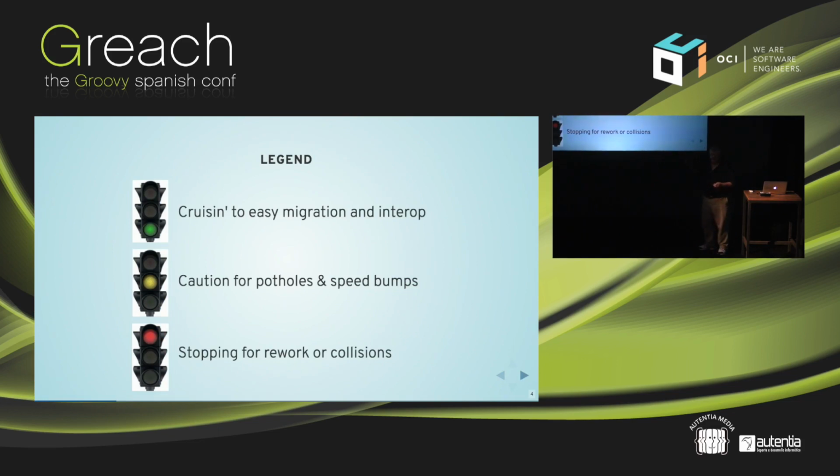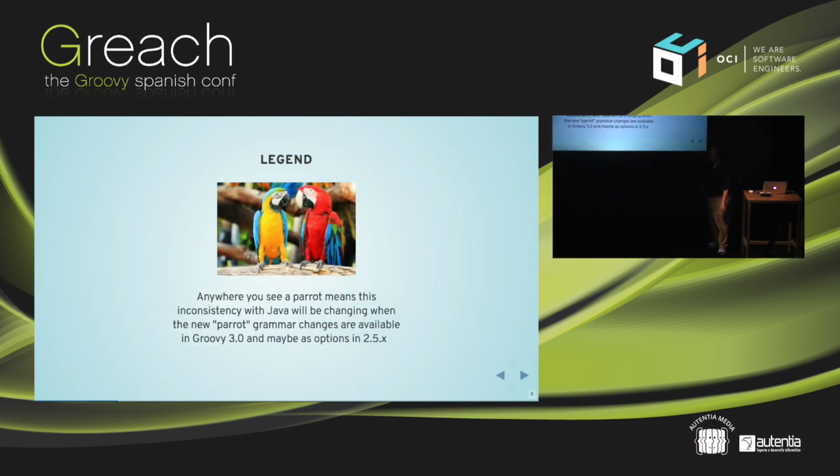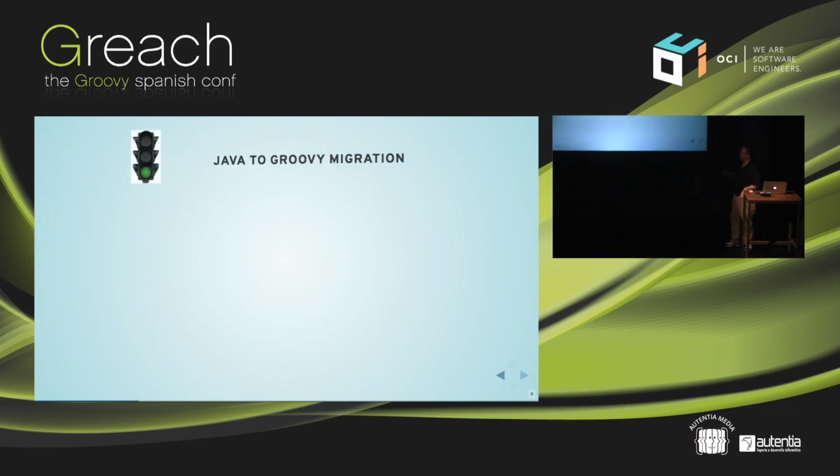So there's a little legend here, right? The green light means really easy, straightforward. You just rename the file and you're ready to go. The yellow little cautionary notes we have to make, and then there's a couple of red lights that we have to be aware of, where we have to do some rework because it just won't work in Groovy. An additional legend is if you see a parrot, then I'm telling you that the inconsistency that we have moving from Java to Groovy is currently an inconsistency in Groovy, but the new parrot grammars that are going to come out in version 3 of Groovy take care of that and won't be a problem anymore.